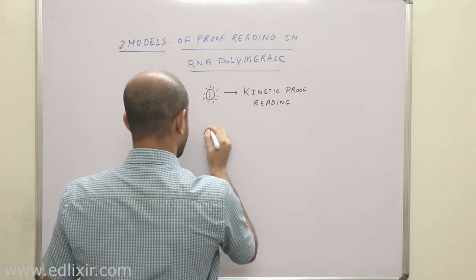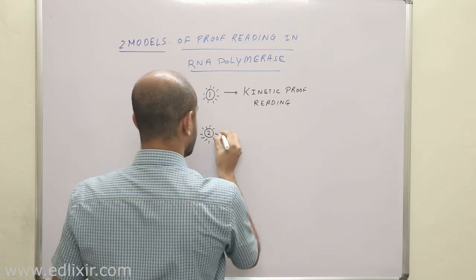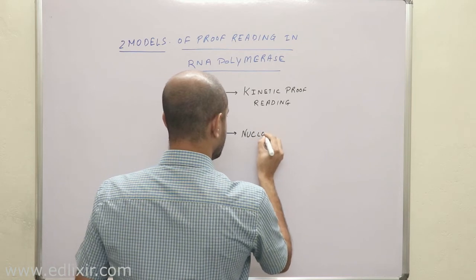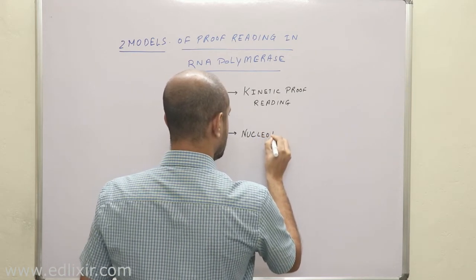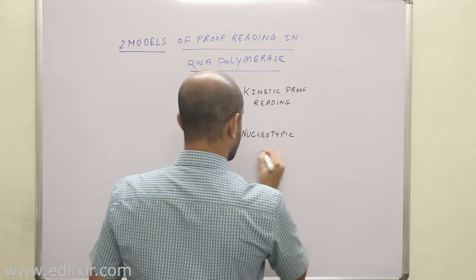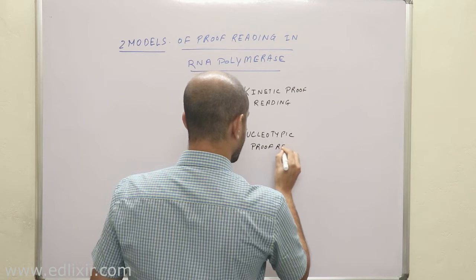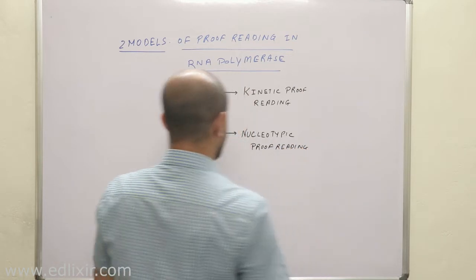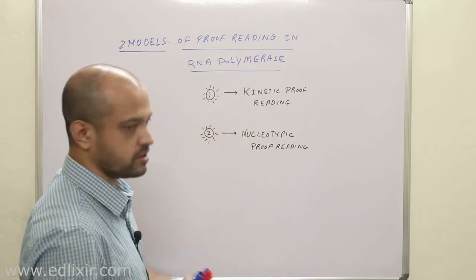And the second one is called nucleotypic proofreading. First one is called kinetic proofreading, another one is called nucleotypic proofreading. Now listen with all your attention.